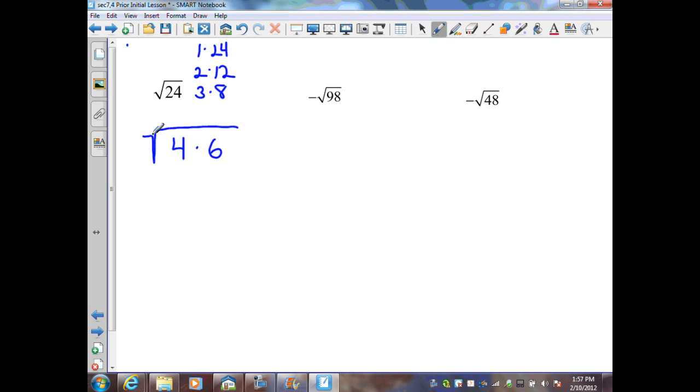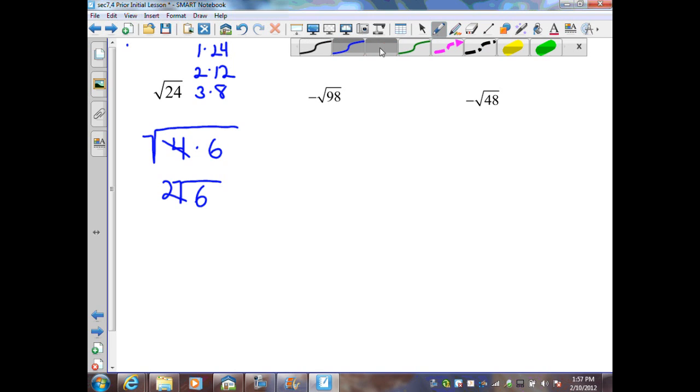Now I just simplify this radical. And the way I do that is I take the square root of 4. That's a perfect square. The square root of 4 is 2. It comes outside the radical, and I just rewrite what stays inside. And what stays inside is the one I didn't cancel.